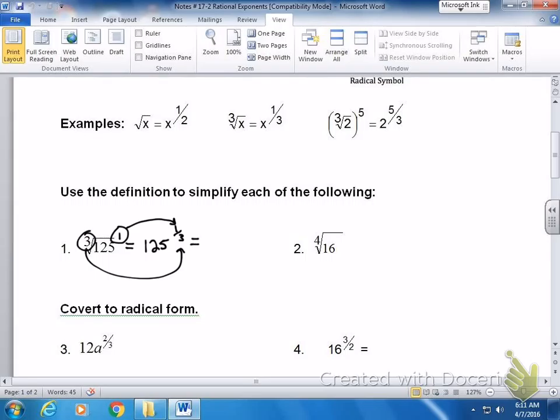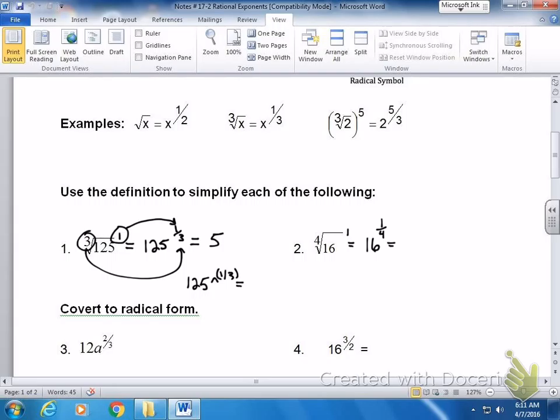Now we can put that in our calculator. When you do, you'll put in 125, you'll hit the caret button, and you'll put 1 divided by 3. You should get, if you put that in there correctly, 5. If you didn't get it, sometimes you need to put parentheses around your fractions, but that should be an easy fix. The next one, I have 4 roots of 16. Since there's no exponent on the right, that means it's 1. So I'll do the same thing I did last time. The 16 is my base. The 1 becomes my numerator. The 4 becomes my denominator.